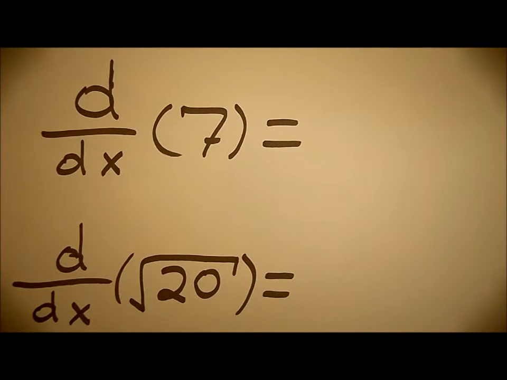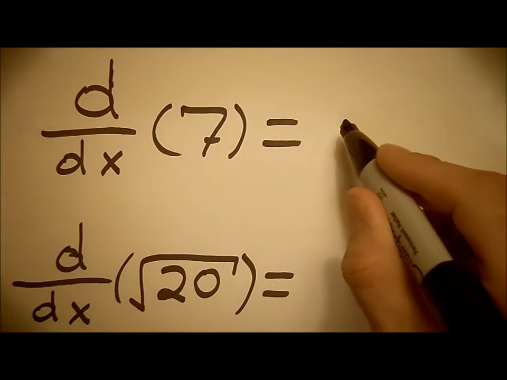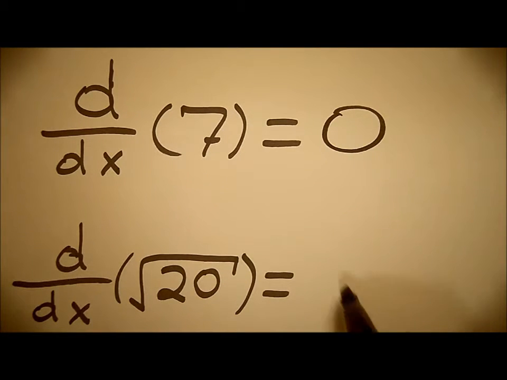When you're finding the derivative of a constant and there's no variable involved, just remember that the derivative of any constant is going to be 0. Doesn't matter what that constant is.